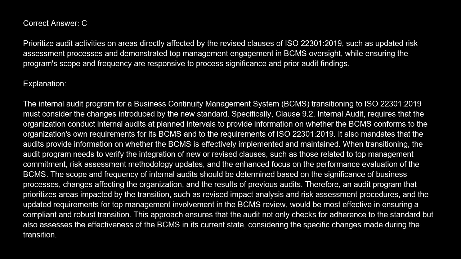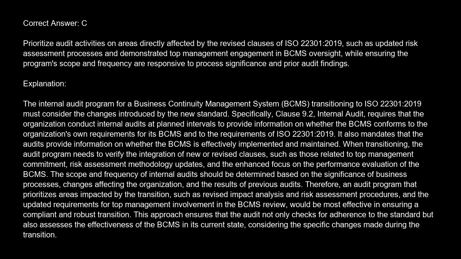Specifically, Clause 9.2, internal audit, requires that the organization conduct internal audits at planned intervals to provide information on whether the BCMS conforms to the organization's own requirements for its BCMS and to the requirements of ISO 22301:2019. It also mandates that the audits provide information on whether the BCMS is effectively implemented and maintained. When transitioning, the audit program needs to verify the integration of new or revised clauses, such as those related to top management commitment, risk assessment methodology updates, and the enhanced focus on the performance evaluation of the BCMS.